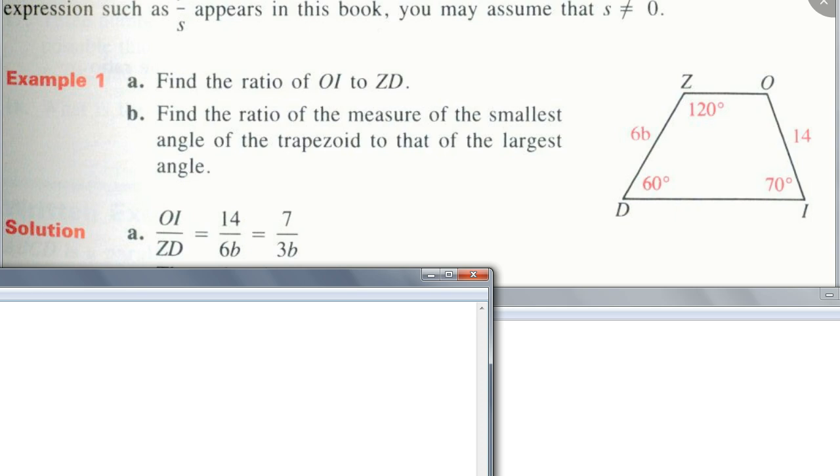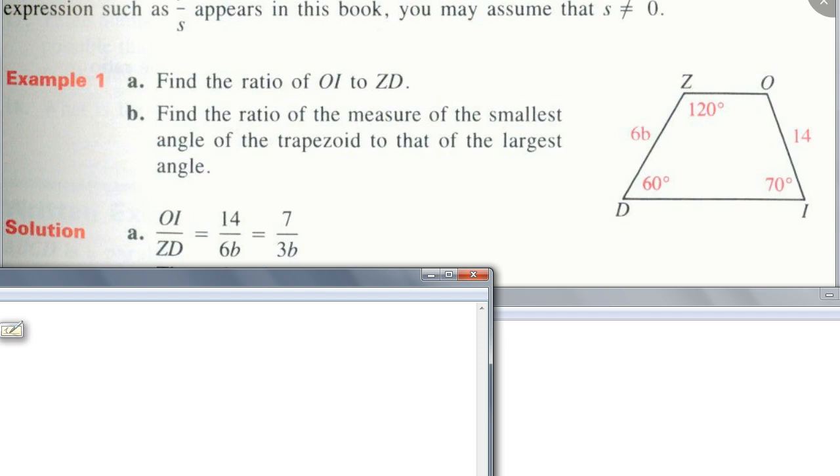Since those two lines are parallel, that's the transversal, and two same side interior angles. Good. If two parallel lines, you've got to say the whole thing, right? You have to say the whole theorem. If two parallel lines are cut by a transversal, then what? What do you know about same side interior angles? They're supplementary. So what do you know about angle O? It's 110, isn't it? So you're right. It does happen to be that 120 is the largest angle.